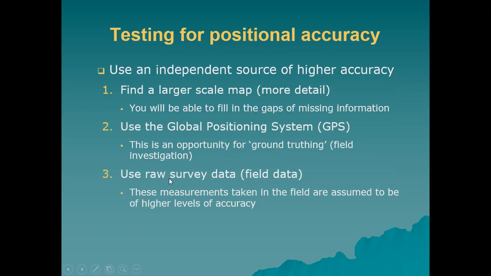And thirdly, you can use raw survey data. So that survey data is field data that the surveying engineers will collect out in the field with their equipment. So these measurements are taken in the field and are assumed to be of the highest levels of accuracy. So you always look for an independent source of higher accuracy to compare your GIS data to, that data that you have questions about positional accuracy.